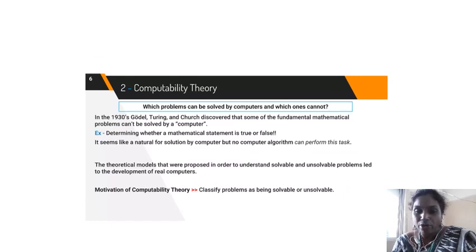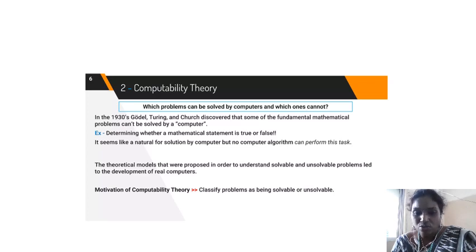The second one is computability theory. Computability theory is about which problems can be solved by a computer and which cannot. Whether we will get a solution for it or not by the computer. It determines whether a mathematical statement is true or false. If it is possible to solve, we mark it as true. If it is not possible to solve, we mark it as false.